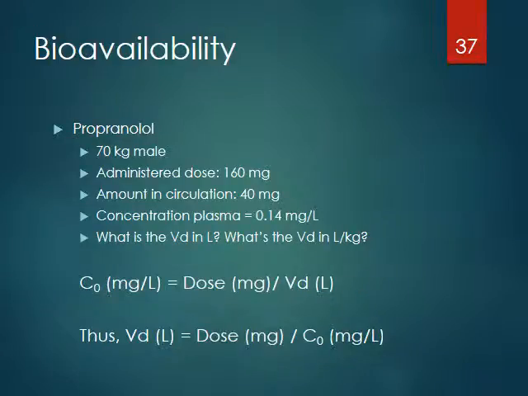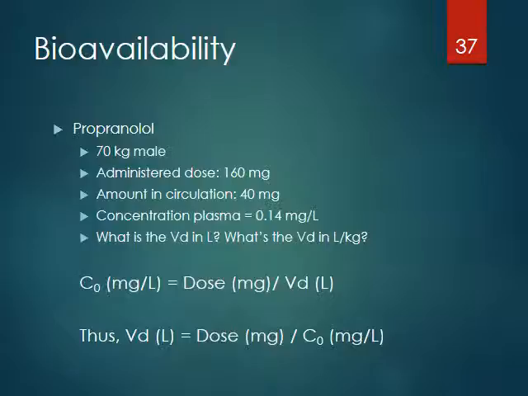So let's take another step further. Let's look at the volume of distribution of propranolol. Let's say we have a 70 kilogram male, and we administer 160 milligrams to that patient via the oral route. So we know that because 75% of it gets metabolized by the liver, and that's our first pass effect, we're going to have roughly 40 milligrams that gets into the systemic circulation.